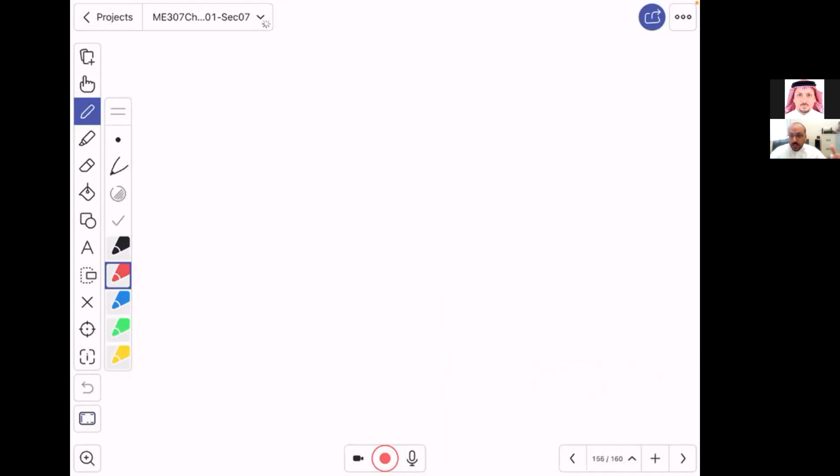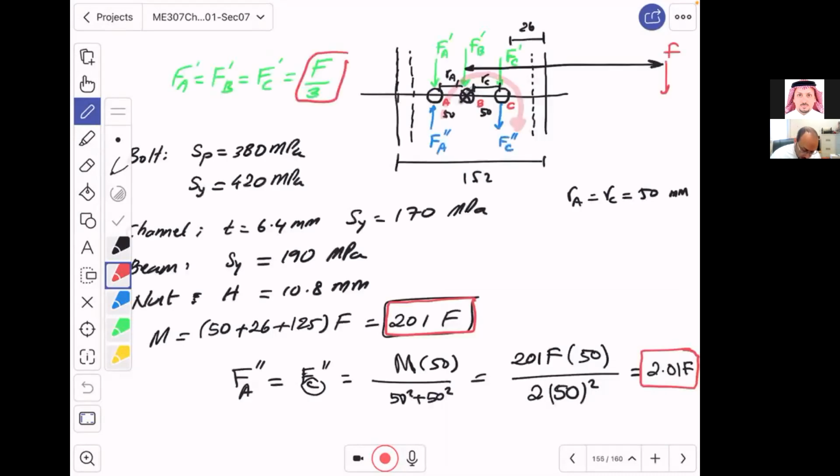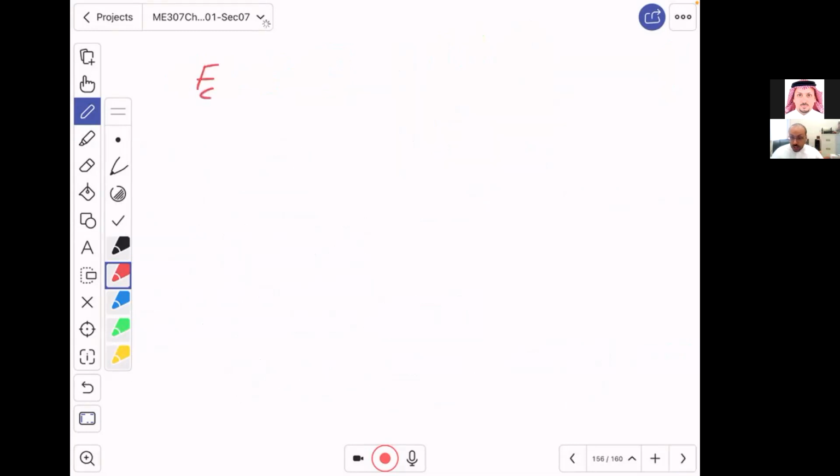What are we going to do? We are going to analyze it based on the weaker one. So what are we going to do? We will see that FC is the critical one, because both of them are going in the same direction, and their action will be added together. We will say that FC, as the critical bolt, is equal to F prime plus F double prime C. Now, remember, here it is very simple. Why? Because F prime C and F double prime C are going down in the same direction, vertically.